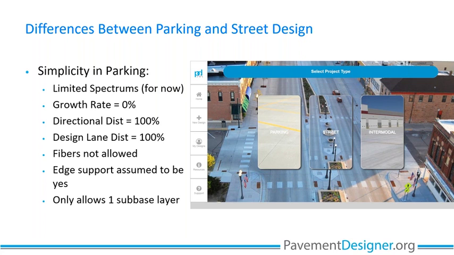And finally, we only allow 1 sub-base layer in the parking lot, typically because we don't see more layers used within the parking lot designs. So if you ever wanted to do a more robust parking lot design, but you wanted to deviate from these assumptions, you could use the street and local road module and do a jointed plain concrete pavement design and mirror these as much. Okay, so we've gone through parking and street and local road design.